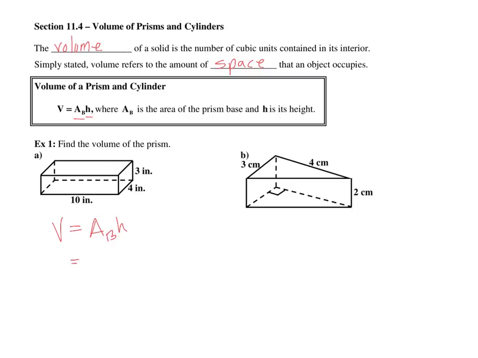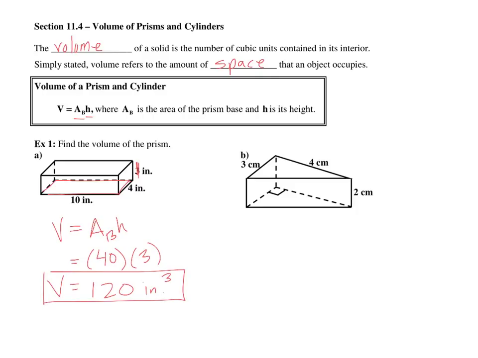What is the area of the base? It's 10 times 4. All right, that's 40. And then what's the height? The height is 3. So I have 120, in this case, since we're talking about volume, cubic inches.